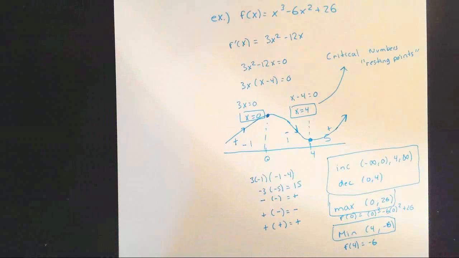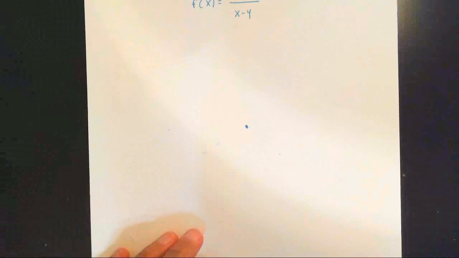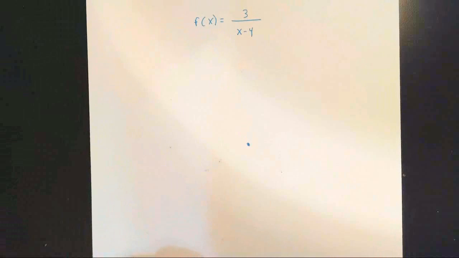So now we're going to work on our second example. f(x) equals 3 over x minus 4. In this example, anytime they ask you the same thing, increasing, decreasing, or applying the first derivative test, you have to find your derivative. Because it's a rational expression, you might think, oh, let's do quotient rule. But you actually don't have to.